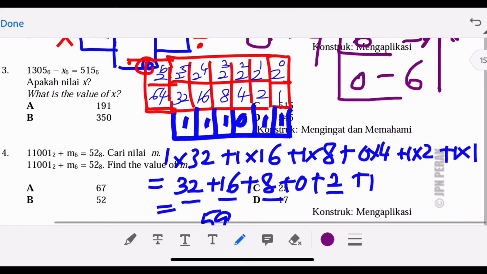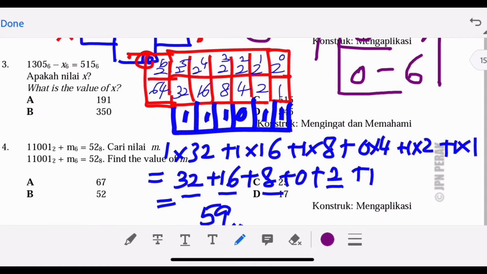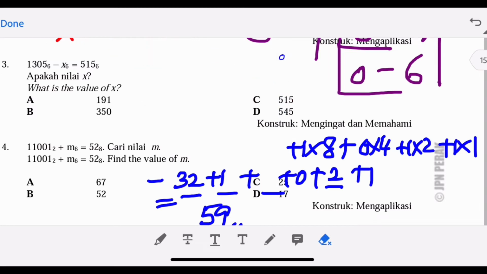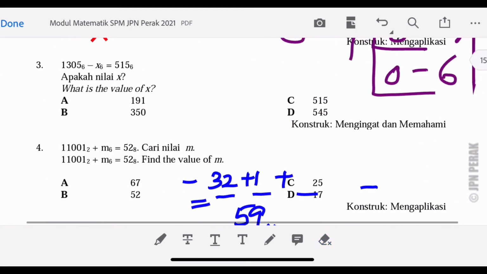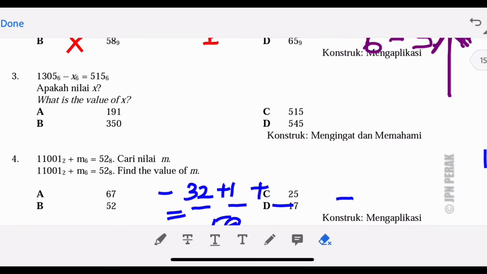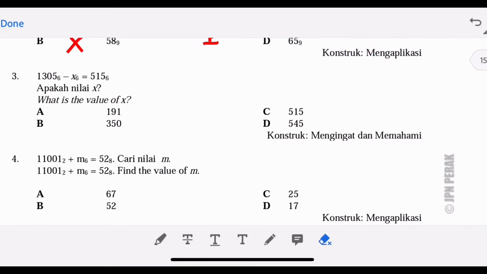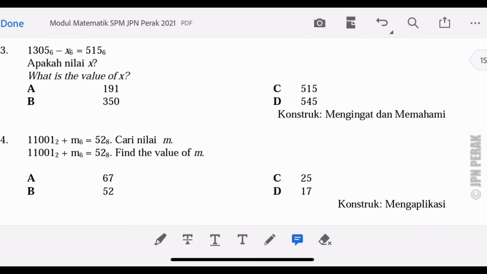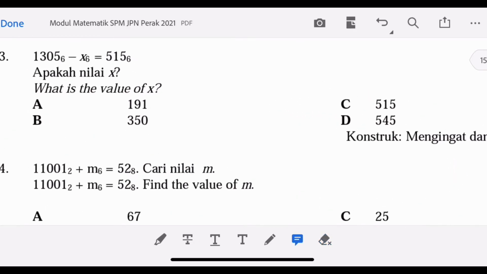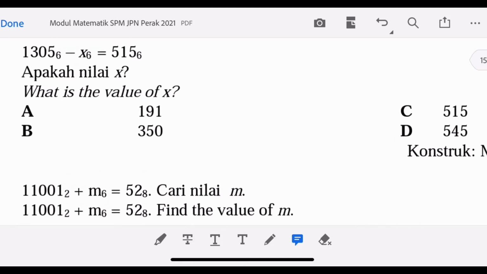Okay, now let's go to question number 3. But if you want to go for speed, you can always use a calculator because this is objective, right? Alright, if you don't know how to use a calculator, you can text me. Okay, now we go to question number 3, which is base 6, right?